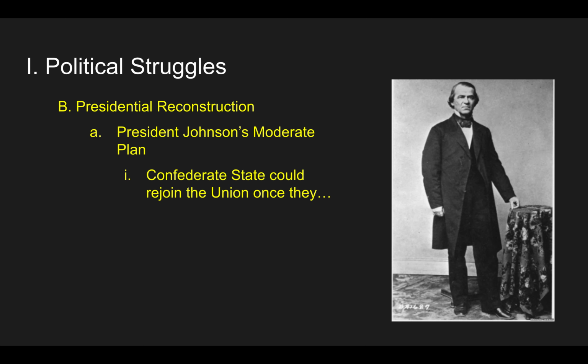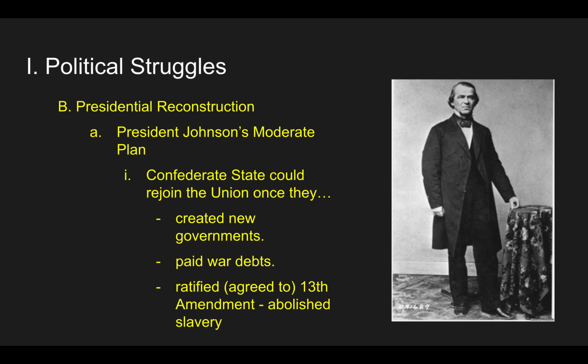Confederate states could rejoin the Union once they created new governments, paid off their war debts, and ratified, or agreed to, the 13th Amendment, which abolished slavery. And we'll take notes on that amendment a little later too. So this was viewed as a moderate plan and basically was a generous plan to get the Southern states back into the Union and get the country going again.